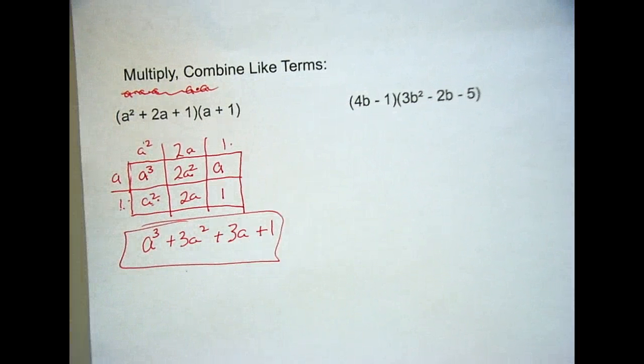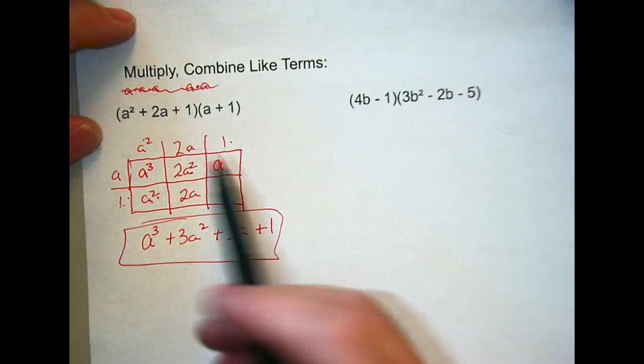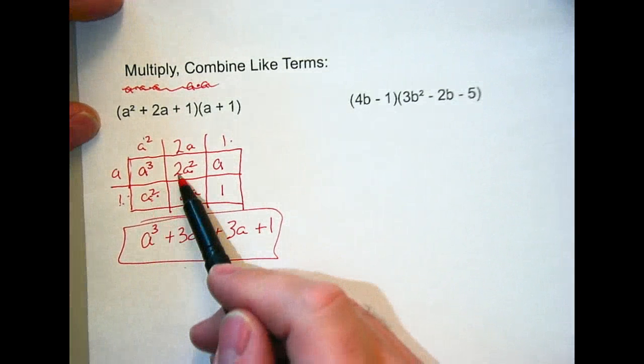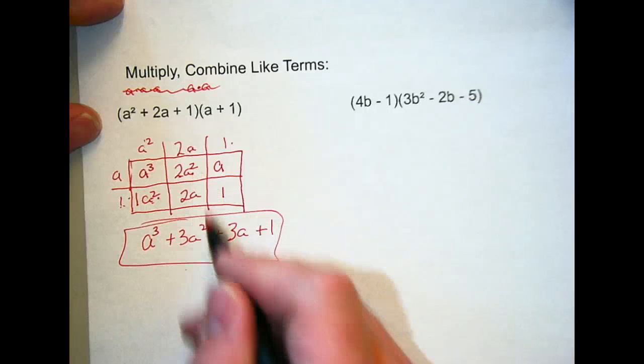What would a squared plus 2a squared be? That's 1a squared plus 2a squared, or 3a squared.